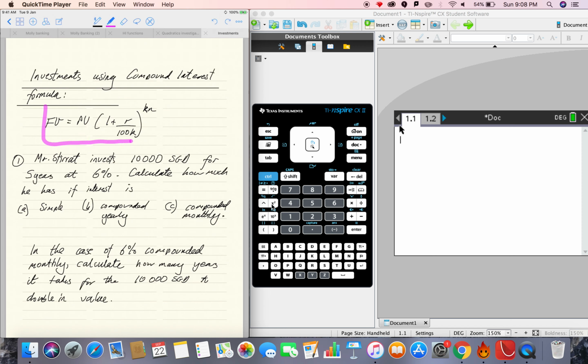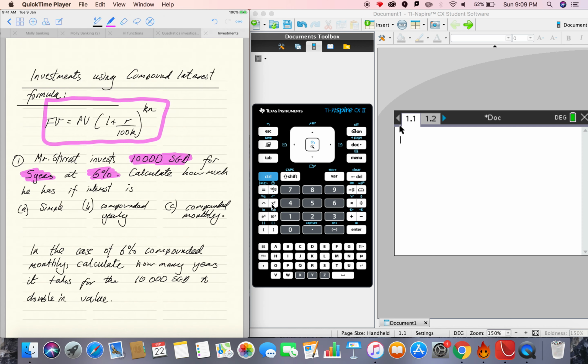Okay, so this formula here, and you probably know what it is: final value, present value, R is the rate of interest, K is the compounding periods, N is the number of years. So let's just get straight into it. We'll do the first thing, and I suppose for this we just need to get stuck in and identify what the particular variables are. So this is to invest 10,000, so there's PV, for 5 years, there's N, 6%, and there's R.